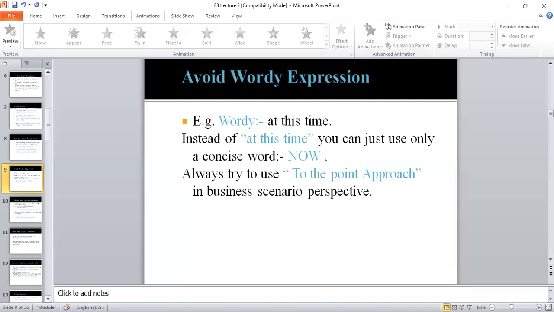I always try to use the to-the-point approach in business scenarios. When it comes to business, focus on the main point. Focus on what the reader's interest is. Focus on what the reader has asked you to do. I'm going to deal with those things later on, but the requisite that is given to you by the reader, that you have to fulfill, is to be focused on. Let's move on to the next slide.